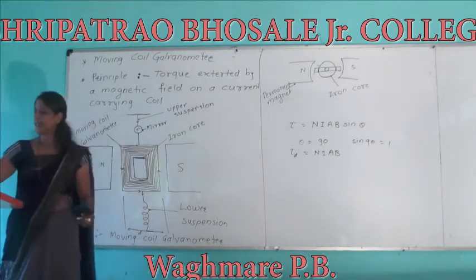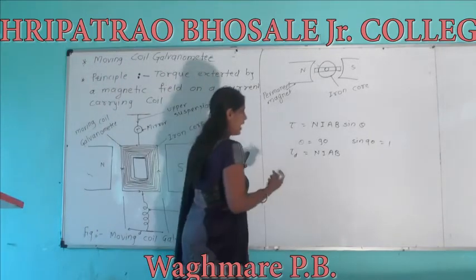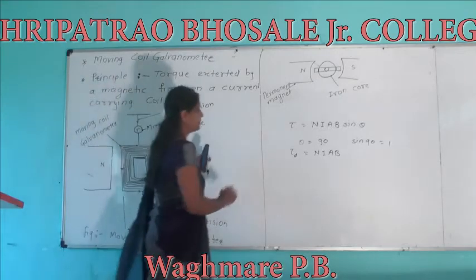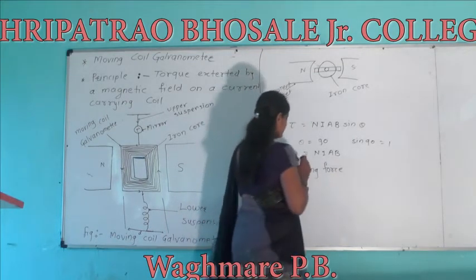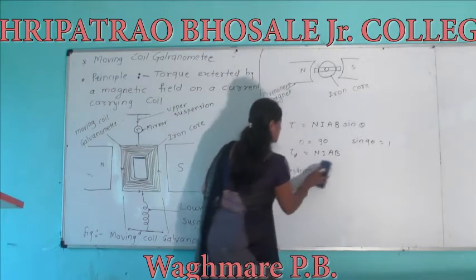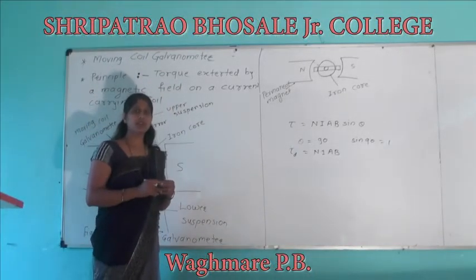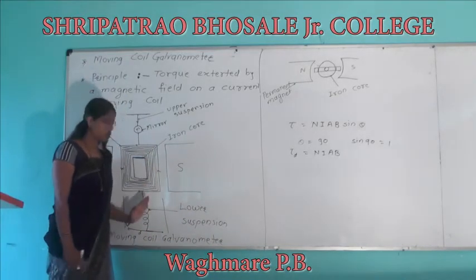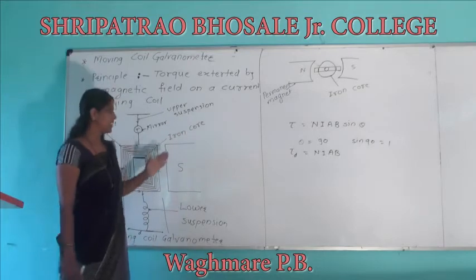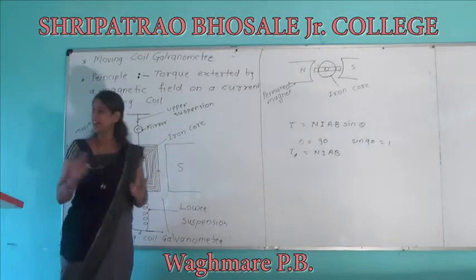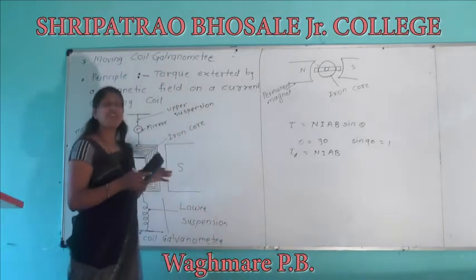And therefore, we can say that the restoring force is directly proportional to the angle. When the coil rotates, the restoring force is produced in the coil, which brings the coil to its original position. As the current increases, the deflection in the coil also increases. That is, as current increases from this original position, the deflection in the coil also increases, and the deflection is denoted by phi.